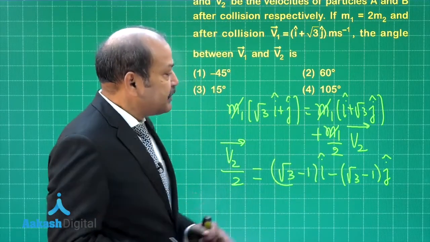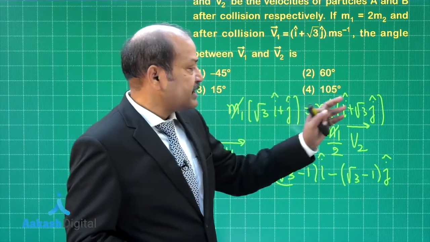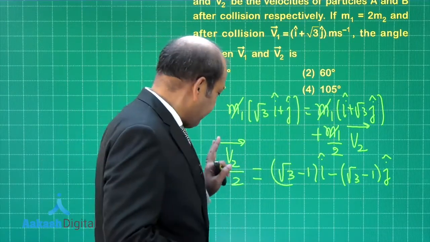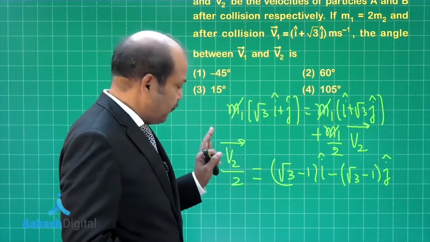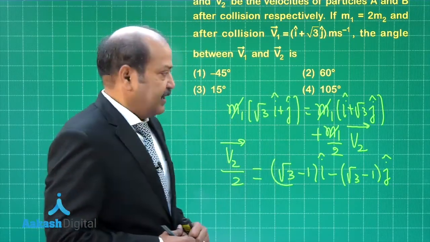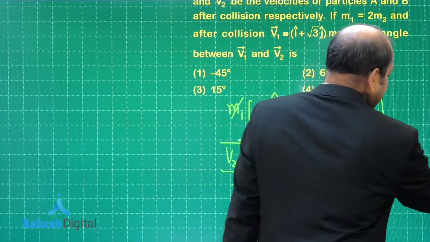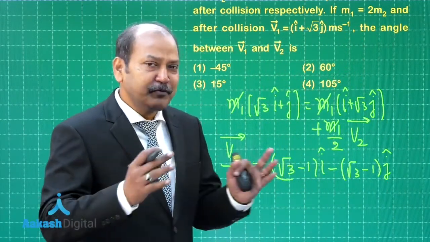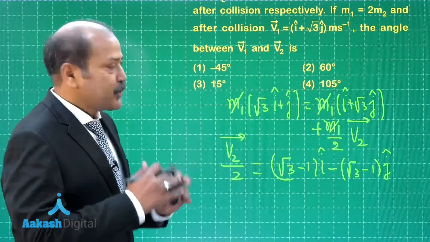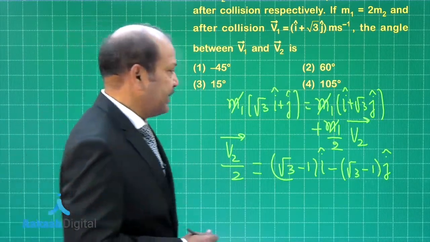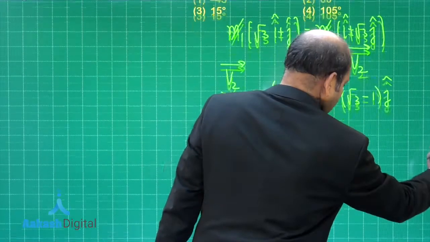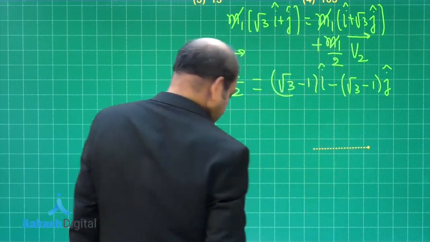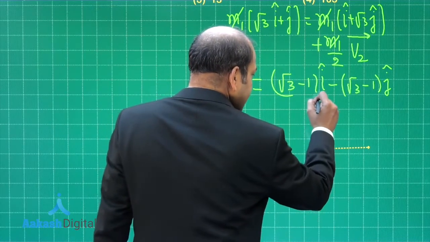Now, what is the angle between these two velocities? v1 is in fact i cap plus root 3 j cap SI units, and the expression for v2 we already have. Now, as far as the direction goes, direction of v2 and direction of v2 divided by 2, basically they are same. Let us show these two vectors in the xy plane, and let us draw the axis. Say this is the x axis and this is the y axis.